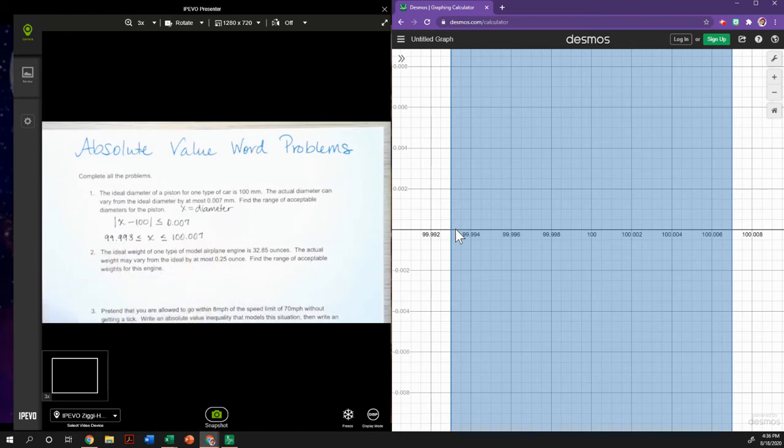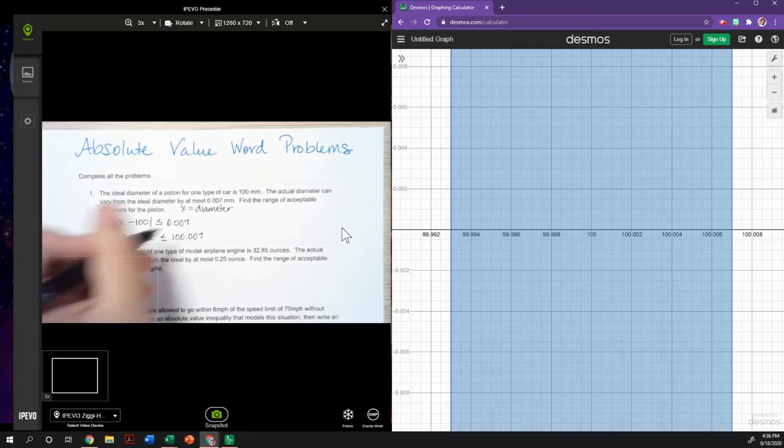So if I were to pull one off of the manufacturing belt and measured it by hand, and it fell between these two measurements, so if I'm looking here on this side on my graph, if I'm anywhere between here, so 99.993, 994, 995, 996 to 100, and then a little bit over 100. As long as my piston fell into this measurement, it would be considered acceptable and could be shipped off to the store.